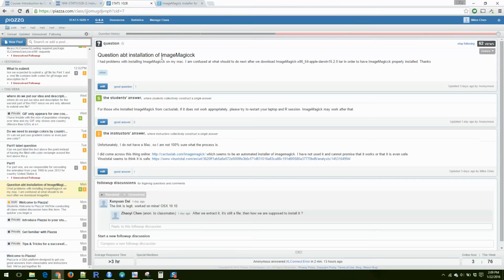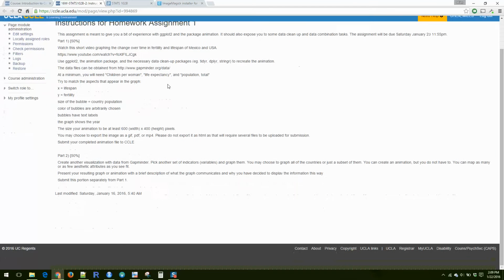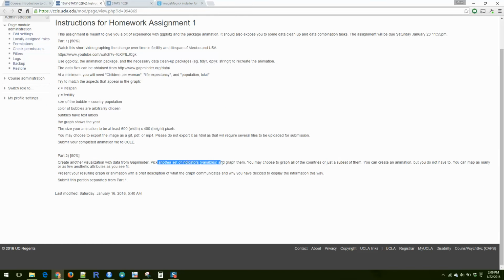As for part two, okay, it says pick another set of variables and graph them. So I don't want you guys to just switch out Mexico for another country and do the same analysis where you're comparing lifespan with whatever, because that presents nothing really interesting. Or I mean, maybe there's an interesting finding there, but for part two, I want you guys to use another pair of variables.